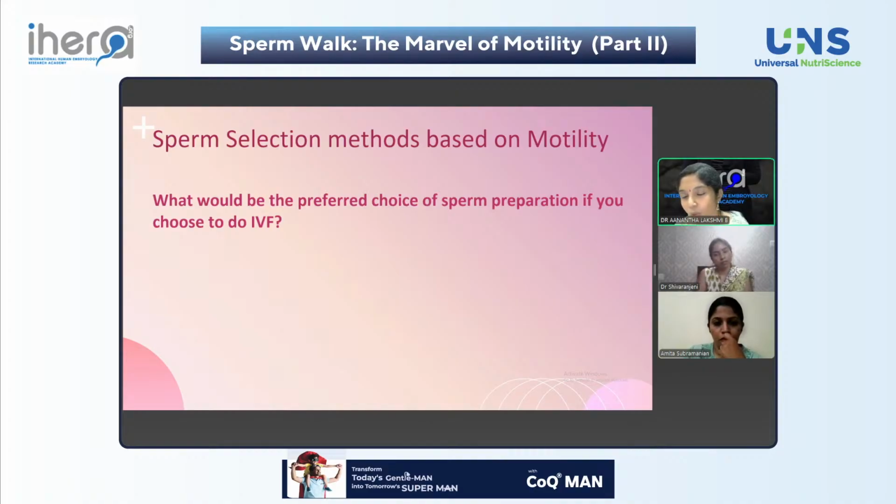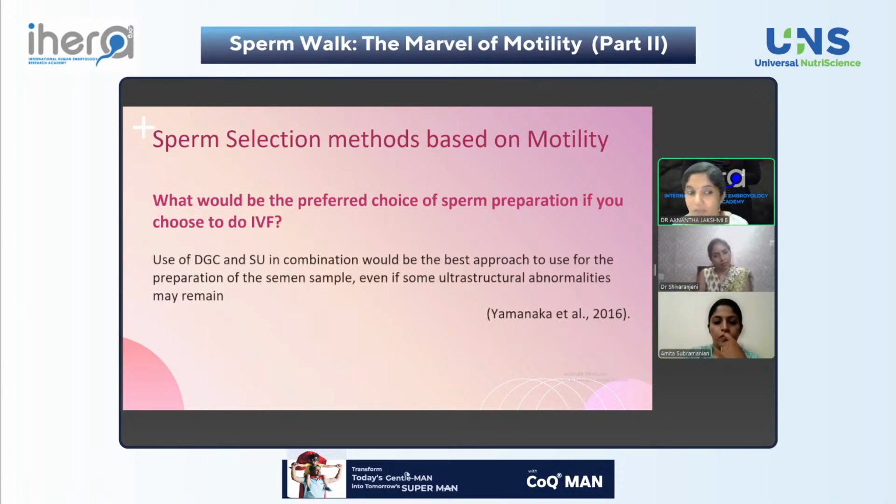So here it is low motility alone, sir. Rest of the things are normal. If motility is less, then we can go for single density, only 80%. Okay. Thank you, sir. Any other difference in opinion?